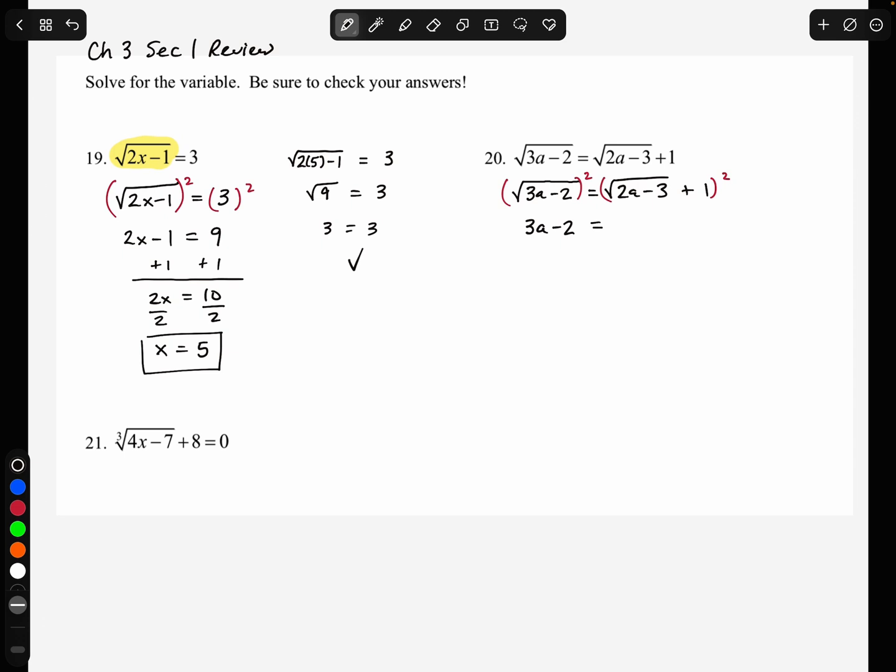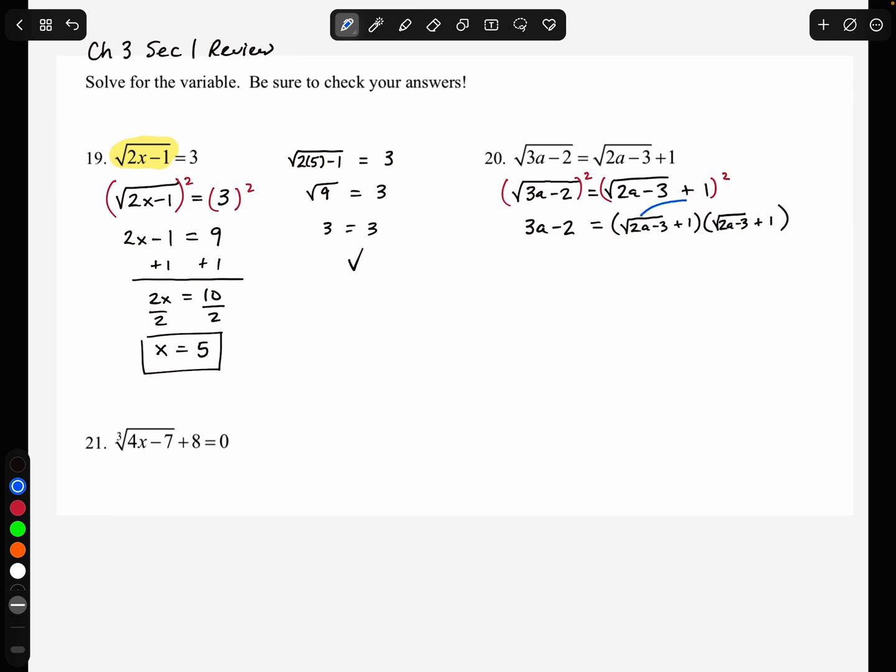Now on the right side here, you need to make sure you're paying attention. This is actually a binomial, right? So it's like we're actually taking the square root of 2a minus 3 plus 1, and we're multiplying it times the square root of 2a minus 3 plus 1. So you need to FOIL it out.